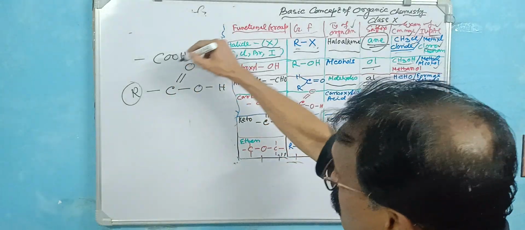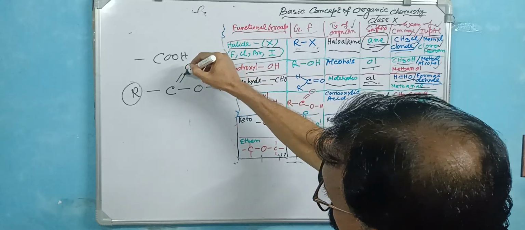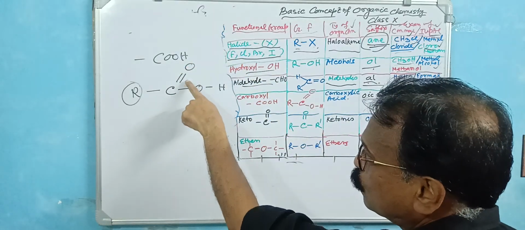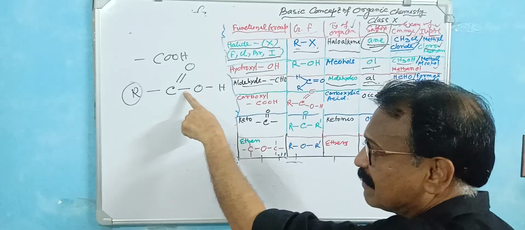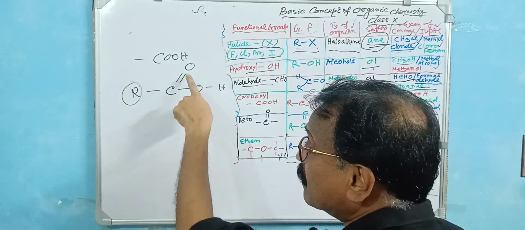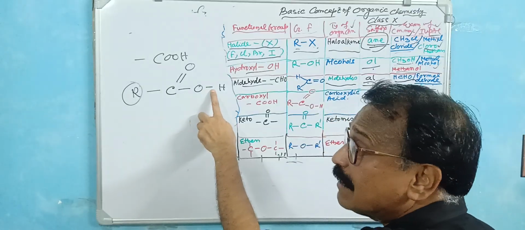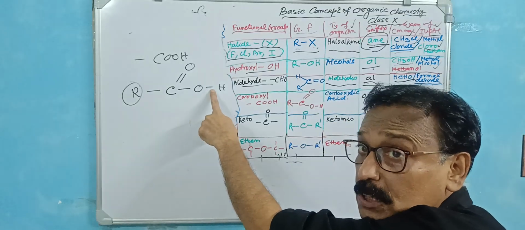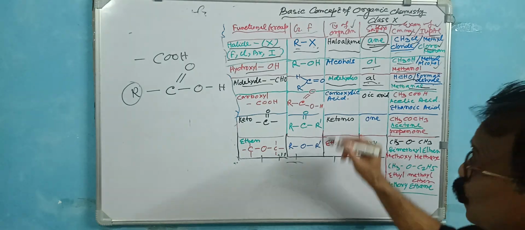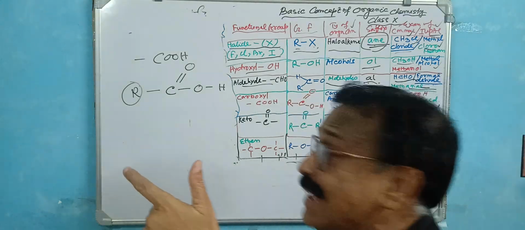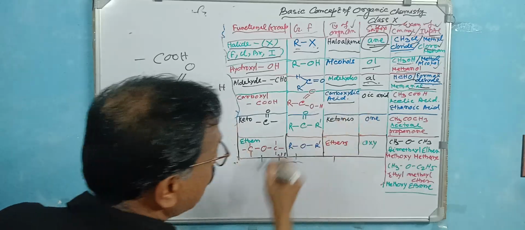acid. COOH: one O is attached by a double bond. Carbon has four hands; two hands are there, one hand is there, three hands and one hand, four hands. But oxygen's two hands are complete. Here oxygen has two hands, one hand is there, and one hand is with hydrogen. Now this is called the carboxylic acid. This is the structure of a carboxylic acid.